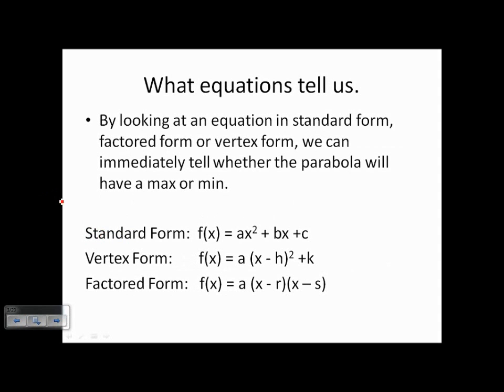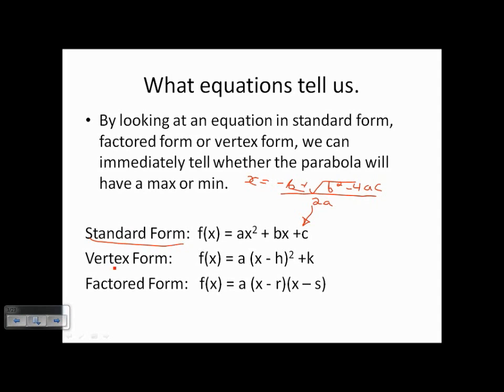Well, there are three different ways that we can talk about a parabola. We can write it in standard form. Standard form is great if you're going to use the quadratic formula: negative b plus or minus the square root of b squared minus 4ac, all over 2a. If you're going to use the quadratic formula, you have to make sure that your quadratic function is in standard form.